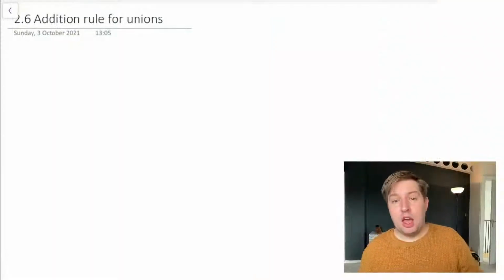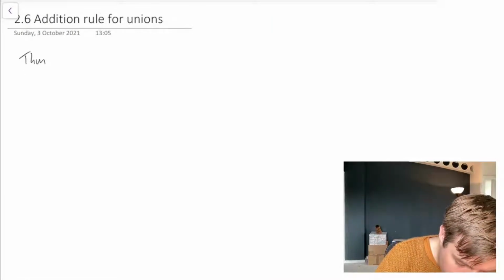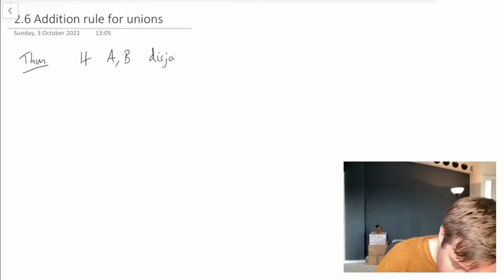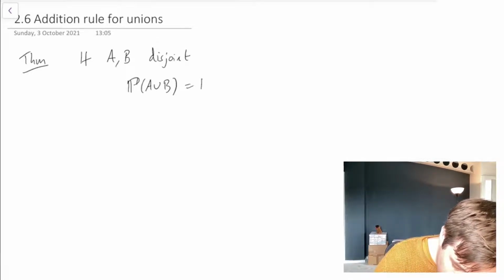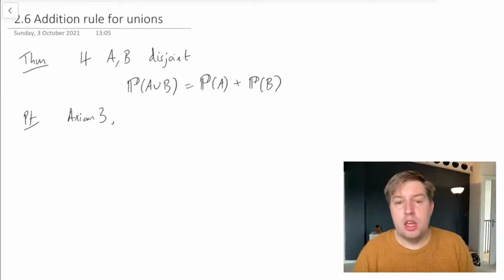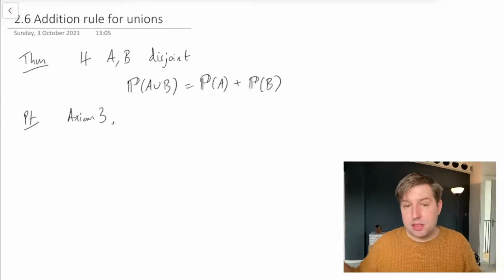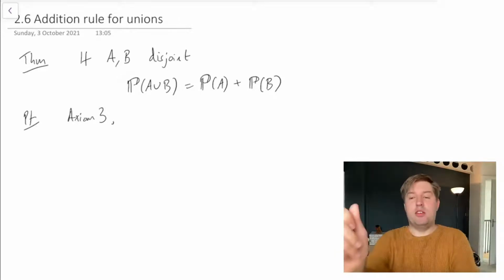There's something that we can already say straight away about unions, and that's if the union is disjoint. So if A and B are disjoint, which means they can't happen at the same time, then to get the probability of A or B, you just add up the probabilities. And you'll remember that that's just axiom 3. Axiom 3 was the probability axiom that said if you have disjoint events, then to get their union, you can just add them up. And so that's precisely what that theorem says.